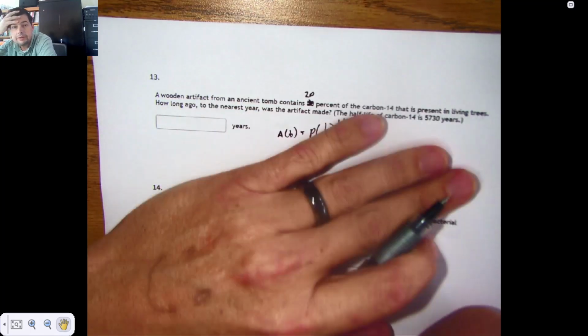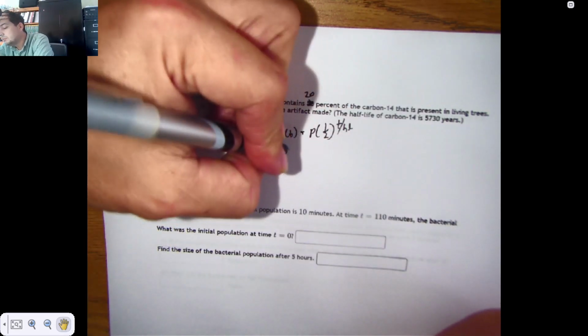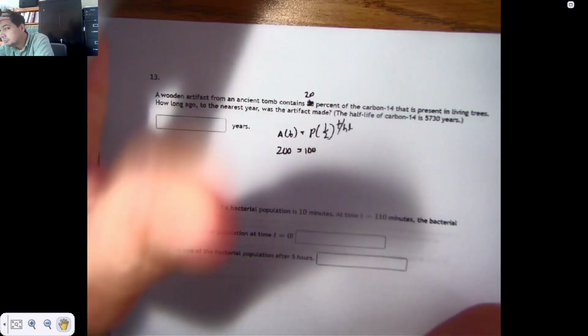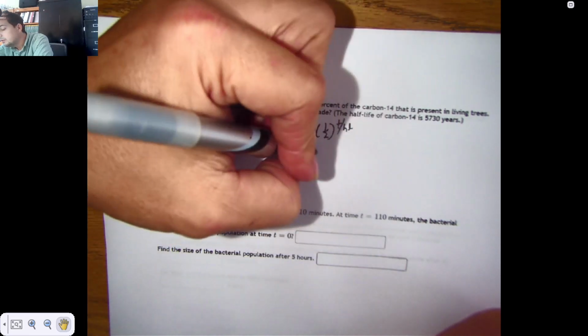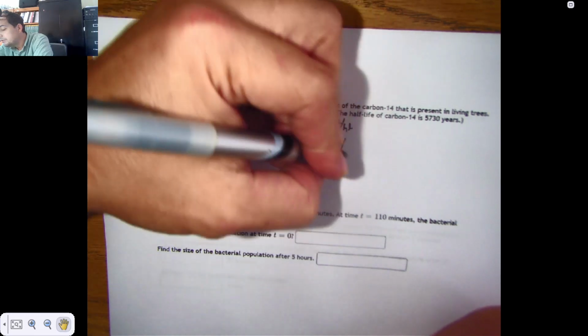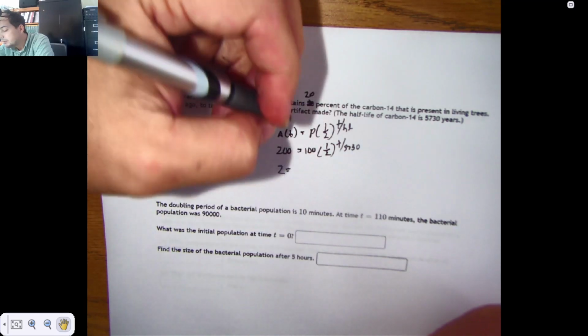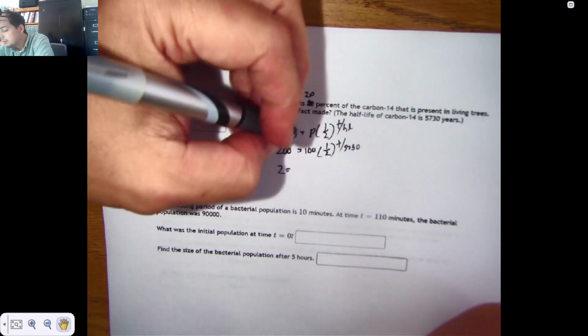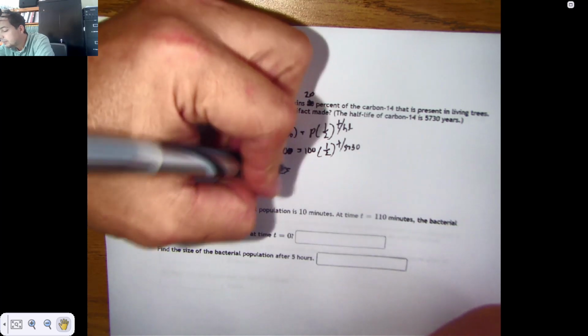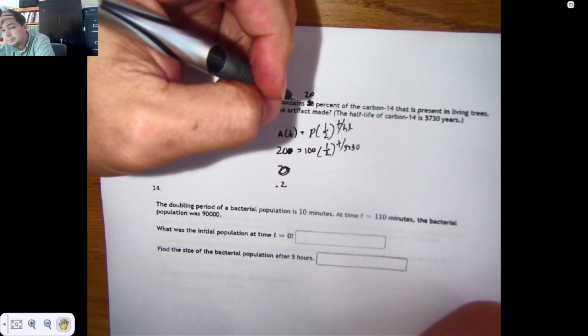And then just throw stuff in it. So we contain 20% now. We were 100 when we existed. I don't know the time, but I know the half-life is 5730. And from there, you're just going to ln. You're going to divide out your 100, and you're going to get 0.2, or a fifth, whatever you like. I'm so tired, I'm just going to write 0.2.